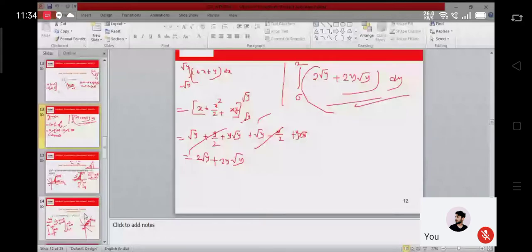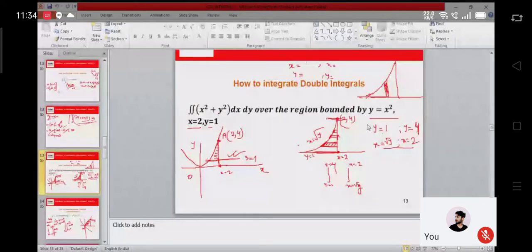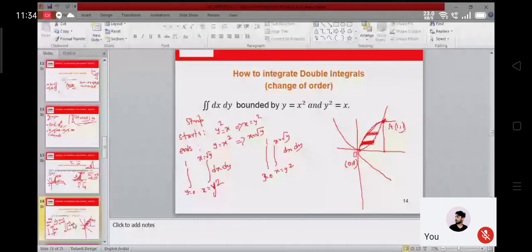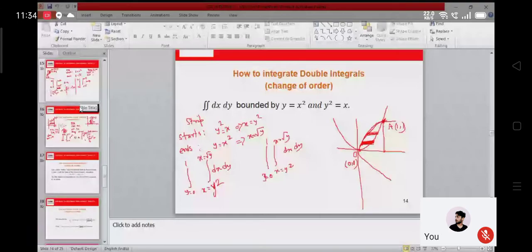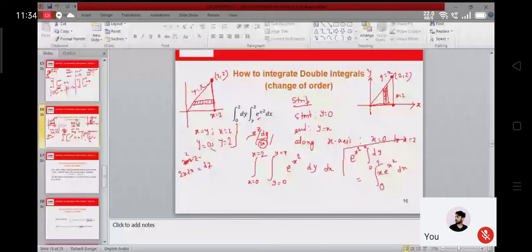In this problem, the limits were not mentioned, the region was mentioned, and from the region we derived the limits and then completed the integral. Same with here, the bounded region was mentioned and we derived the limits here and then we integrated. This one was a typical example.